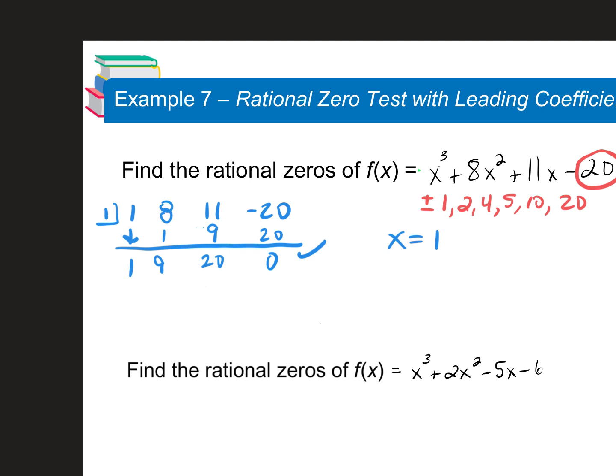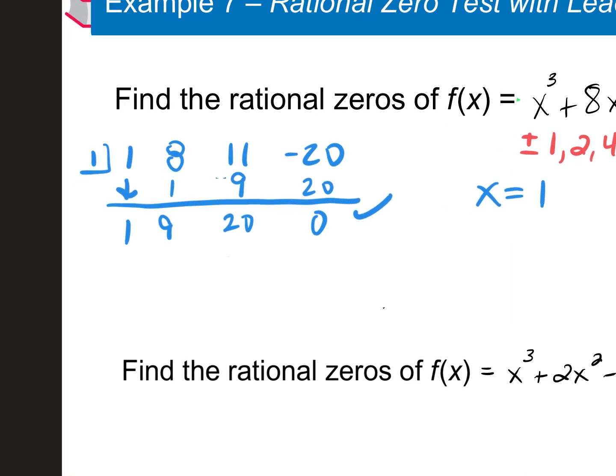If I came out with a remainder that was anything other than 0, I would say, ooh, 1 doesn't work. Then I would try negative 1. But you will eventually find something that works. I'm not going to give you something where you have to do synthetic division 12 times before it works, unless you're jumping all around. That's on you. But you might have to do synthetic division 2 or 3 times. Nothing major. But what do you have left over here? How would I write this resulting polynomial?